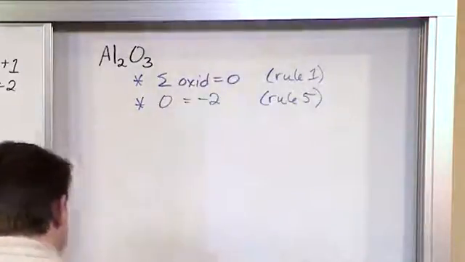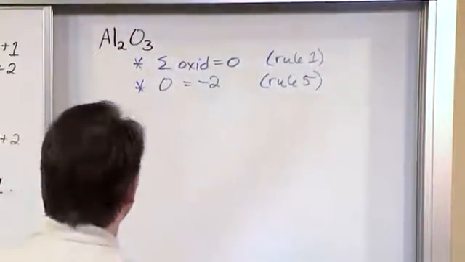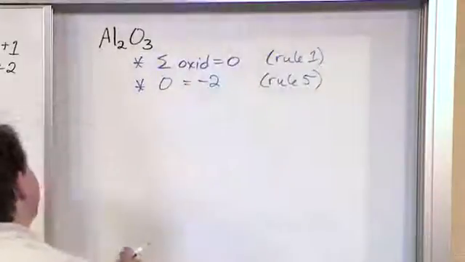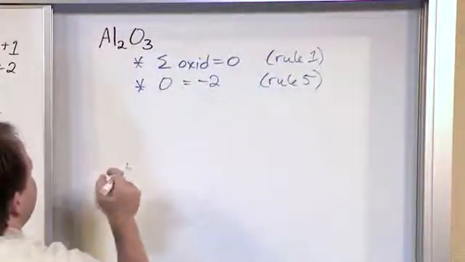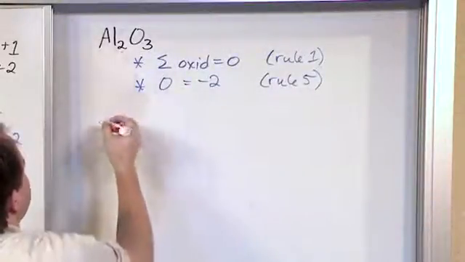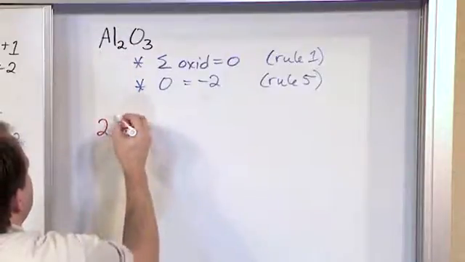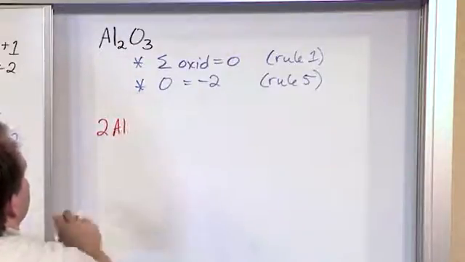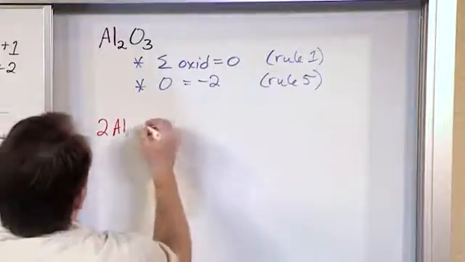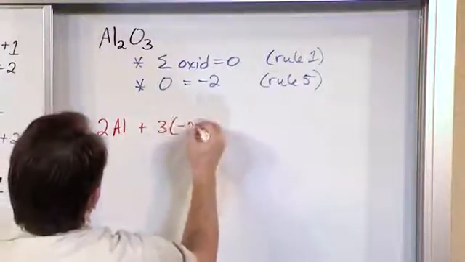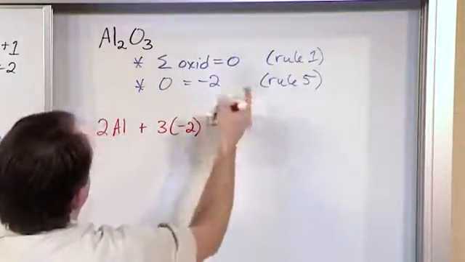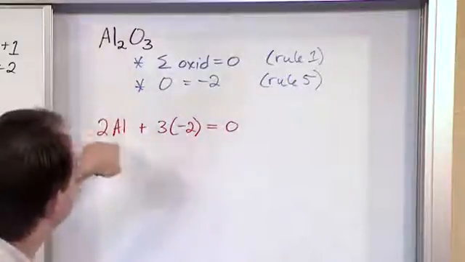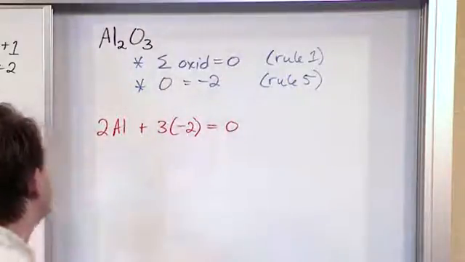And like I said, I'm trying to get you to understand that the very last thing you're almost always going to do is use the math here. So I have 2 aluminums, so I'm going to say 2 aluminums, right? I have to keep track of the number of aluminums I have, plus 3 oxygens, each with a -2 oxidation number, and they have to sum to 0. I'm using both of these rules to write the simple little equation here.